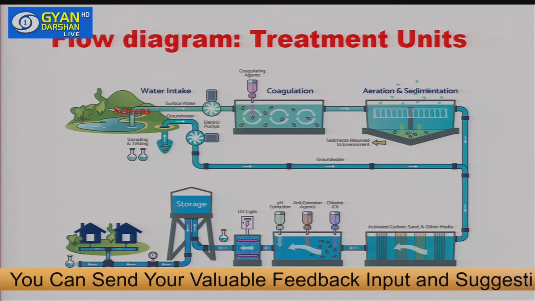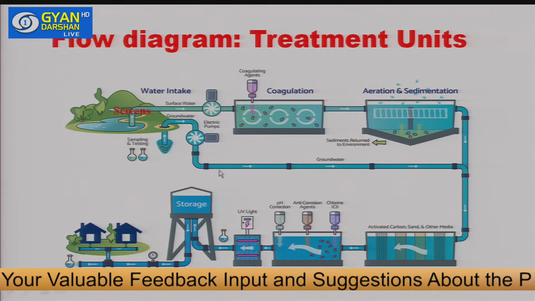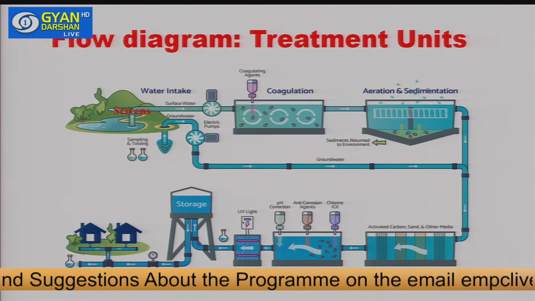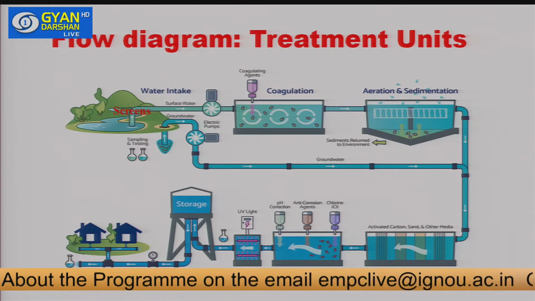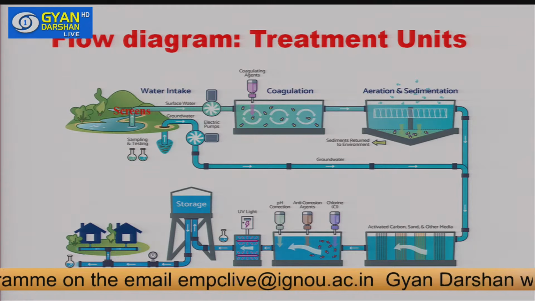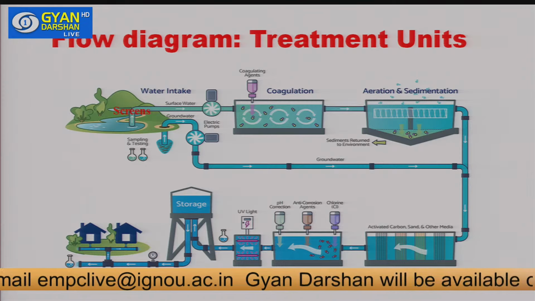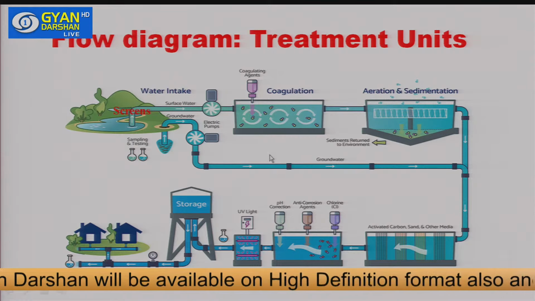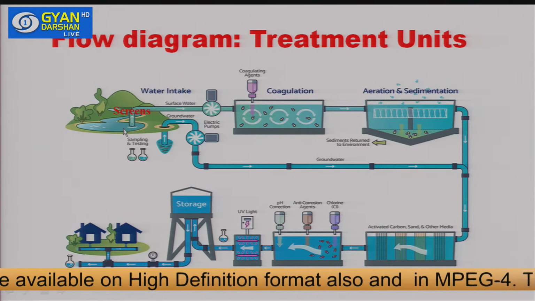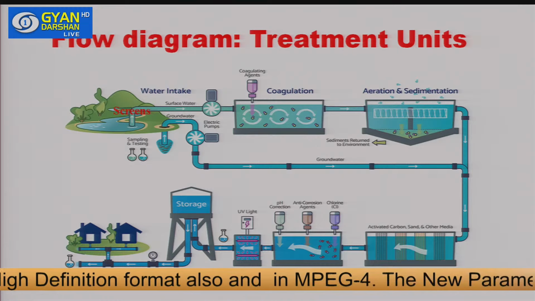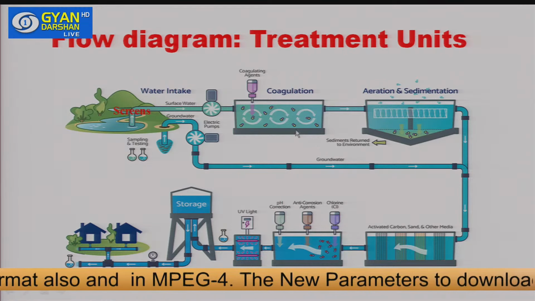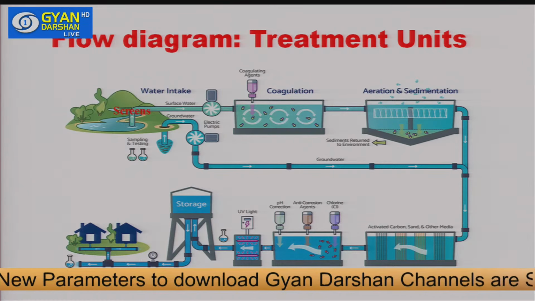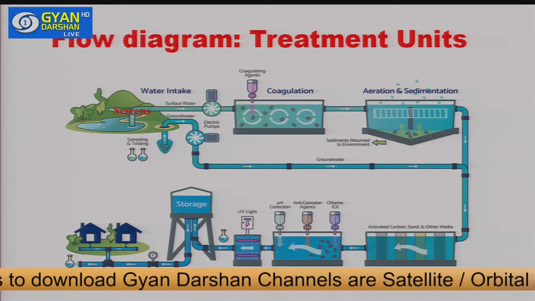Just look at this figure. This gives you the flow diagram for all the treatment units, where we take the water from and then how we treat water. These different units for the treatment of water are given here. If you start from here, this one is your source of water, or the water intake. From here we are taking water. The source of water may be of two types, surface water or groundwater.